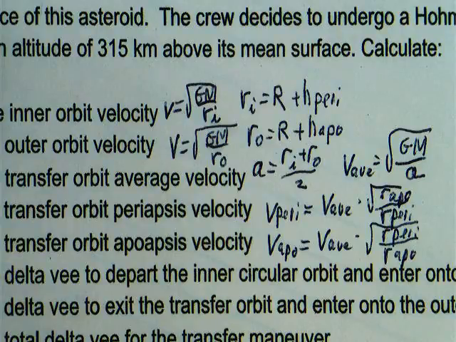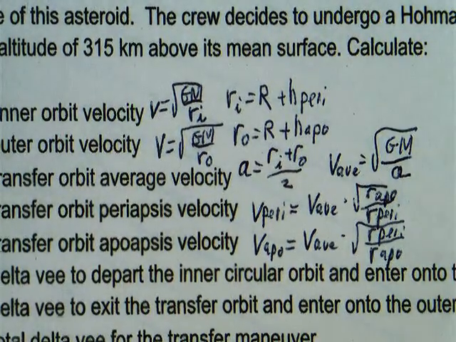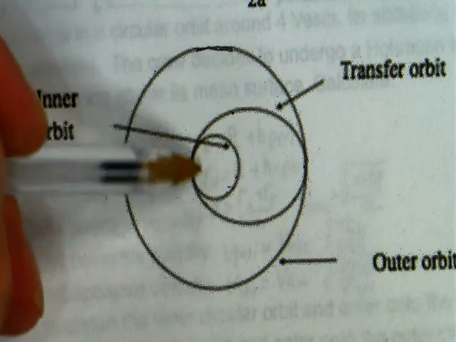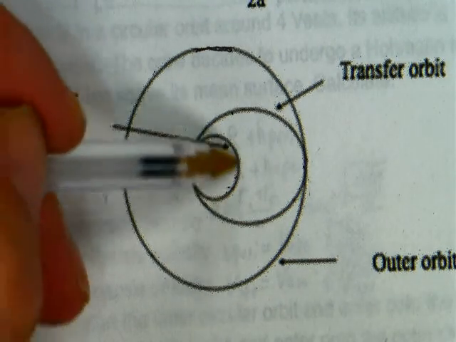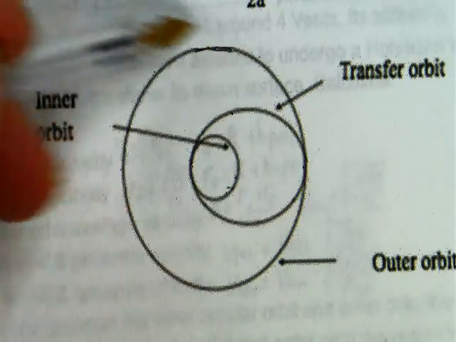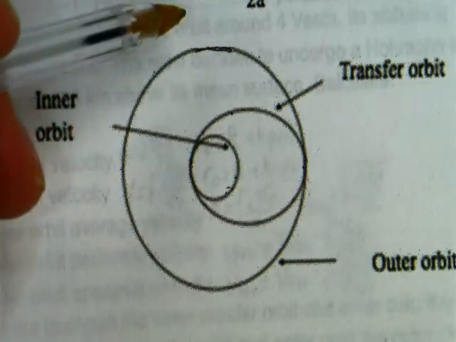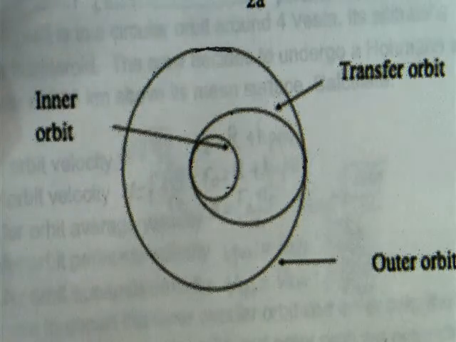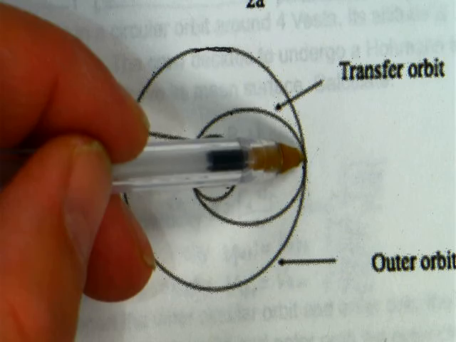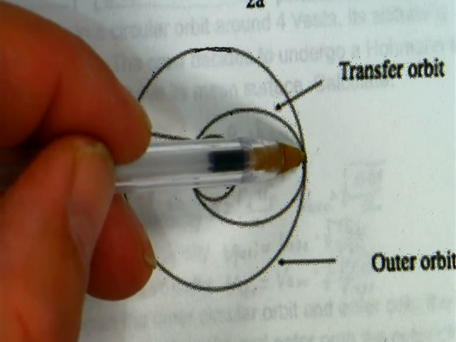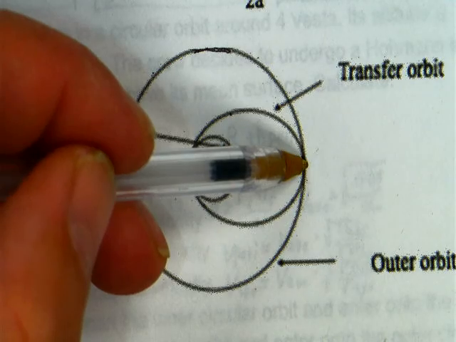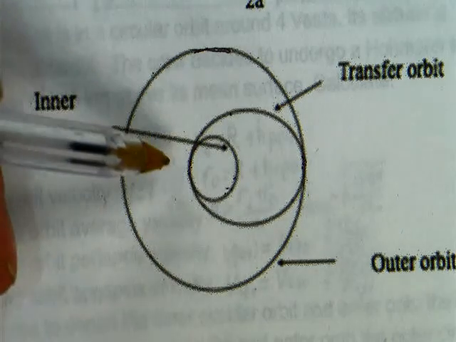Part F. Here's the new part. So my handy dandy crude sketch here is supposed to enlighten you. Here's the inner circular orbit, not the asteroid. Here's the outer circular orbit, not anything else. See, labeled inner orbit, boop, outer orbit. Boom. The transfer orbit is the ellipse that just touches the inner orbit and the outer orbit at one point.